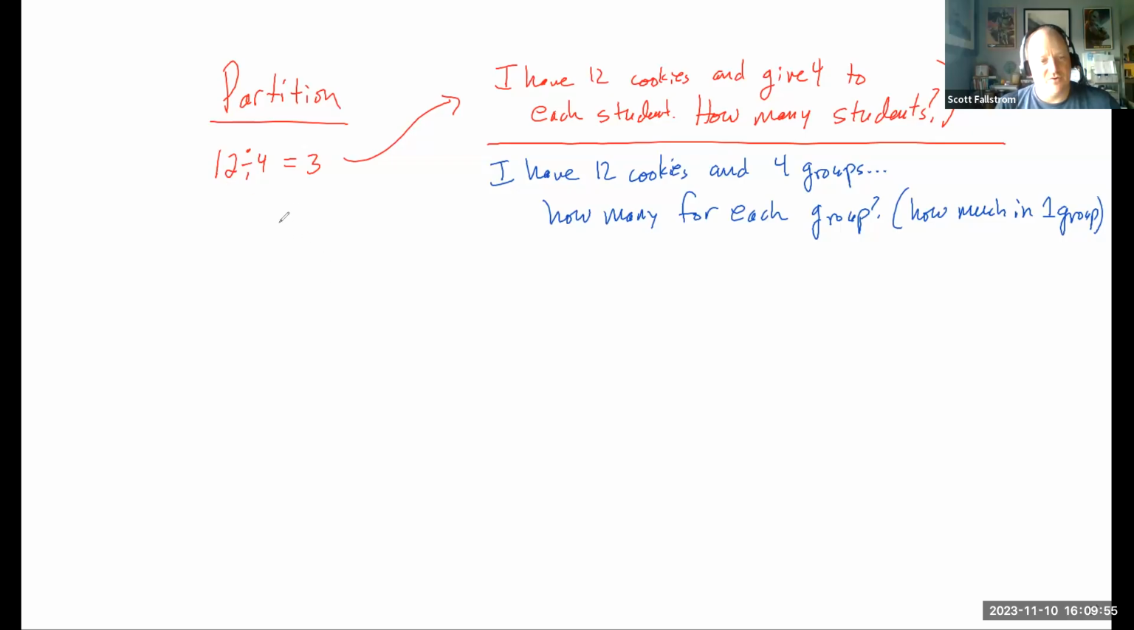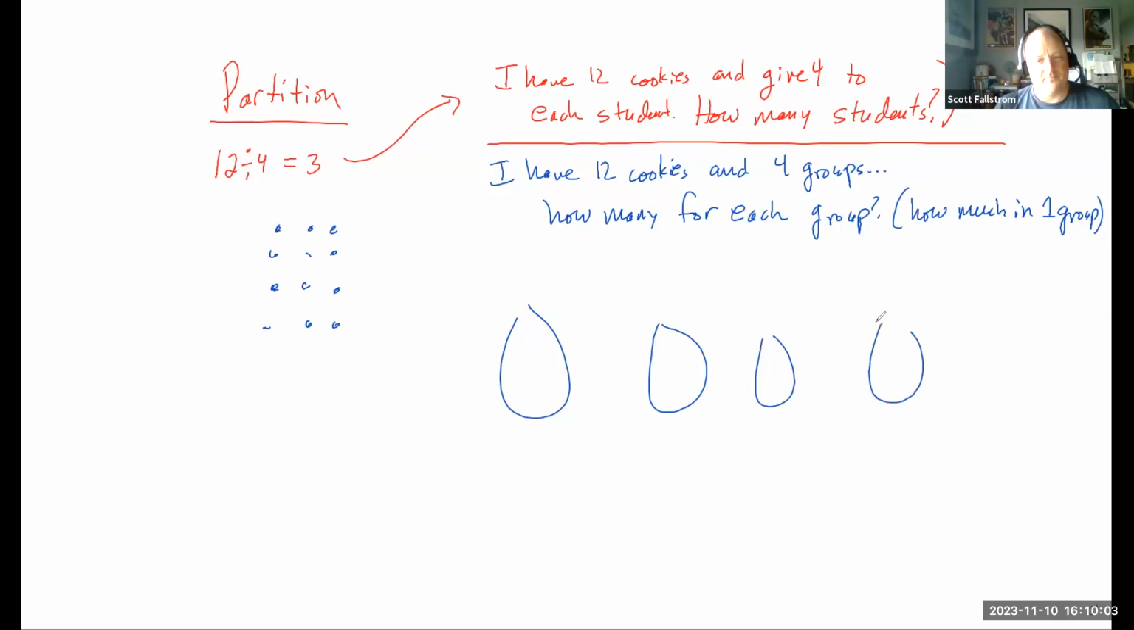This one, you would have your 12 cookies. They will be represented by little dots. And you would say, I have 4 groups. So if you were doing this problem, you'd come and say, okay, I'll take one of the cookies and put it here. I'll take another cookie and I'll put it here. I'll take another cookie, put it here. I'll take another cookie and I'll put it here. See what you've done? You've kind of distributed it to each group.